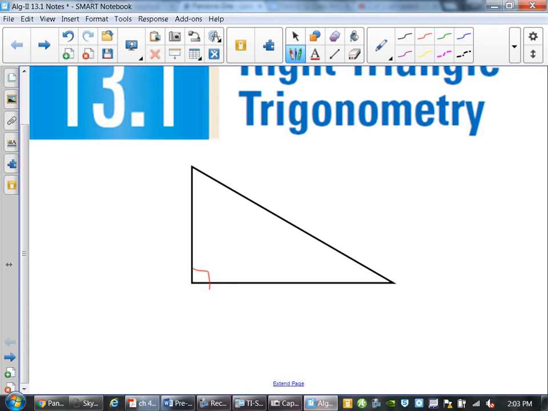Which part is that? The hypotenuse. The hypotenuse will always be opposite your right angle. Always, always, always. Okay? The other two parts are called legs.